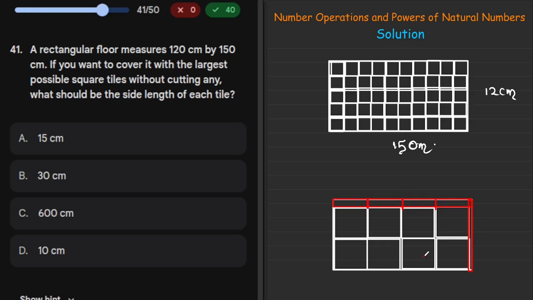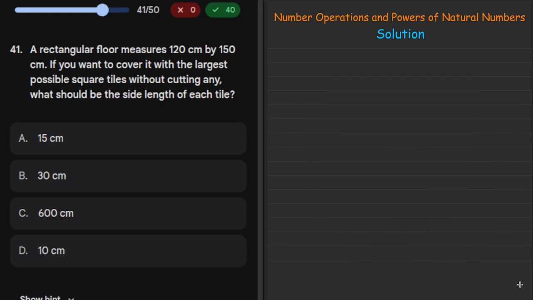But we don't want that to happen. So we want, as mathematicians, to calculate what is the biggest tile size that will work. That is what this problem is asking you for. And it is actually a highest common factor problem. It is a highest common factor problem. And we want the highest common factor of what? 120 and 150.